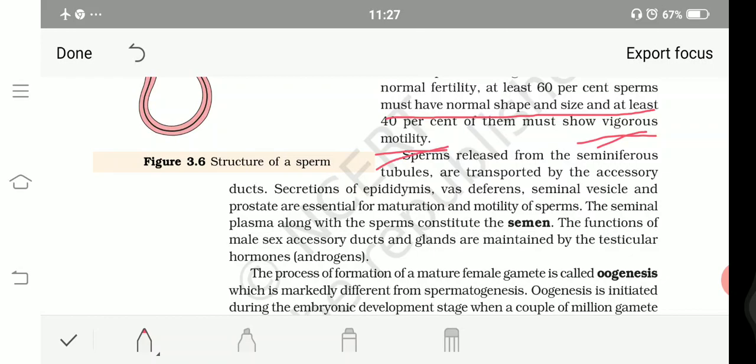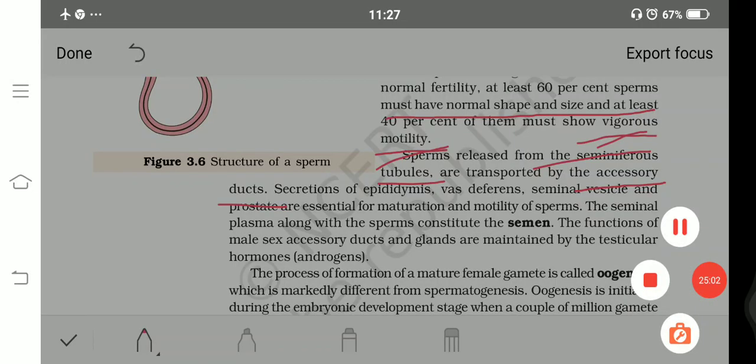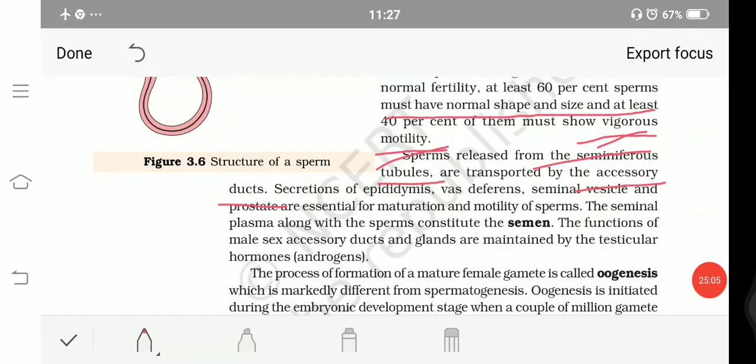Anyways, to proceed further, the sperms, when released from the seminiferous tubules, start moving out through the accessory ducts. In my last videos, we have already studied these words very easily. When these secretions and the sperm count mix together and finally come out at the time of intercourse, that particular liquid is known as semen.